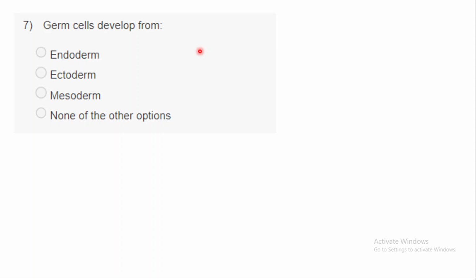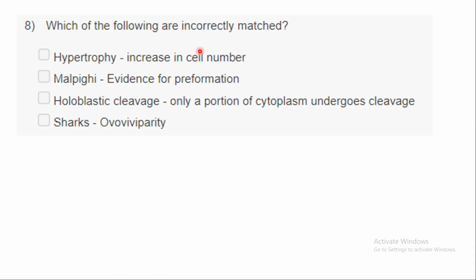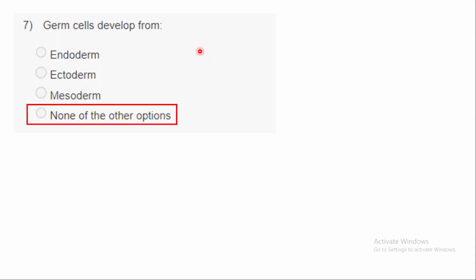I can see many answers already. Pranay says option 4. Ajay, Depanvita, and Kitty are all saying option 4. So let's see if option 4 is the correct answer or not. And option 4 is the correct answer.